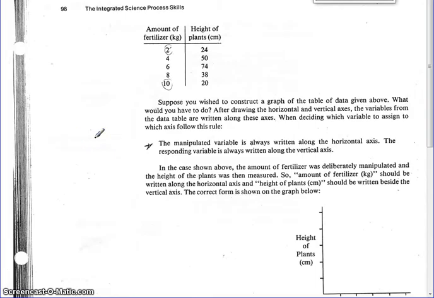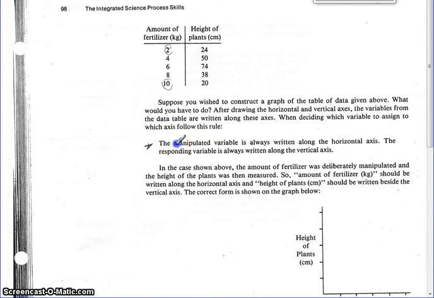Alright, suppose you wish to construct a graph from the table of data given above. What would you do? After drawing the horizontal and vertical axes, the variables from the data are written along those axes. When deciding which variable to assign to which axis, follow this rule. Okay, now this is very important right here. See, I got the little star right there. You guys need to highlight it.